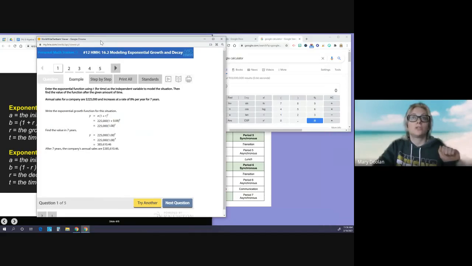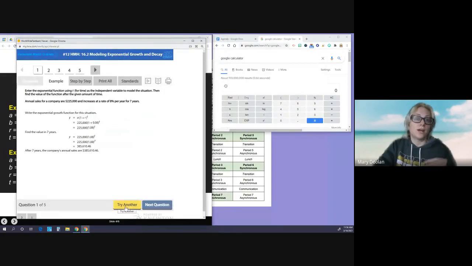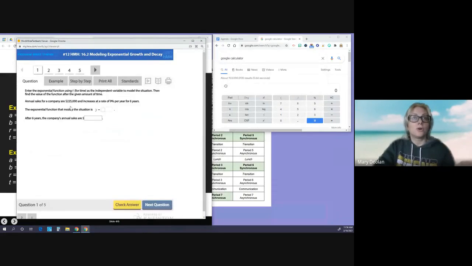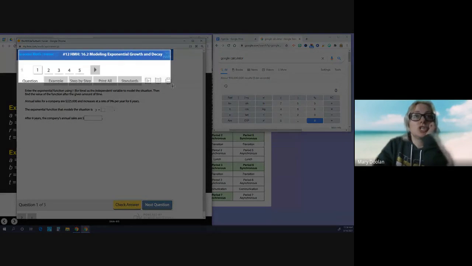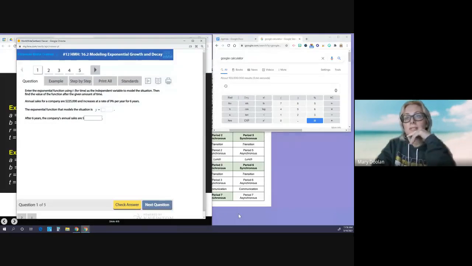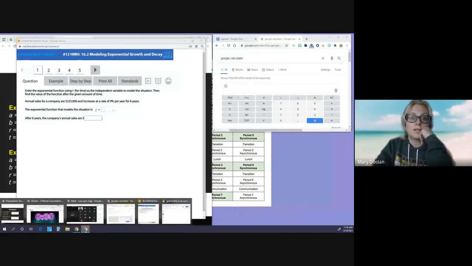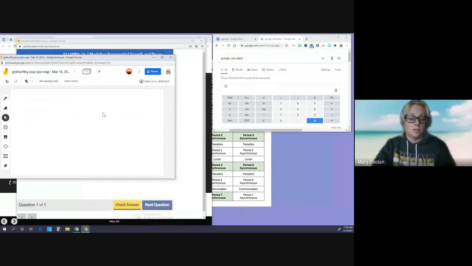And so that's what we're going to do. We're going to now try another. So it's giving me a new question. And it doesn't look like anything's changed, but I think all that's changed is we went from 7 years to 6 years. Okay, so every time you miss it or you look at an example, it's going to change something about the problem. You'll still get the same basic one, but it'll be a little bit different.